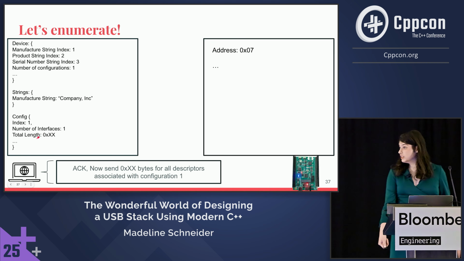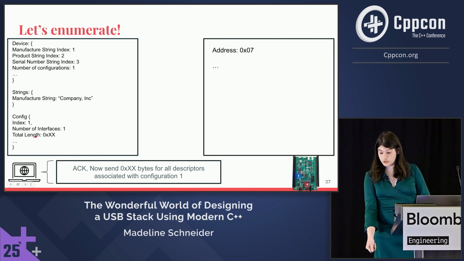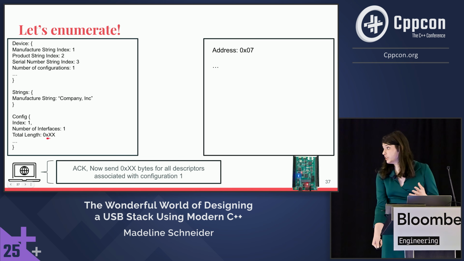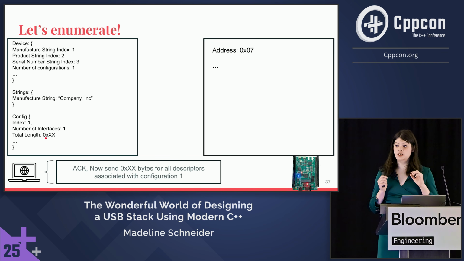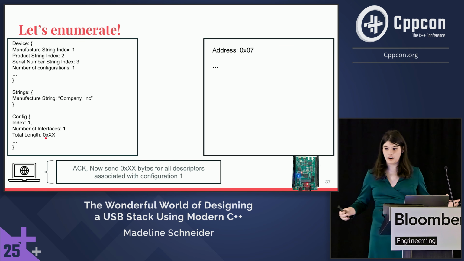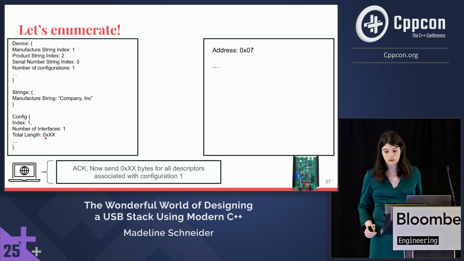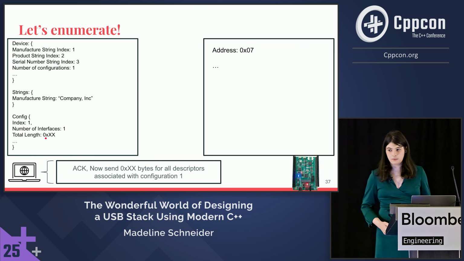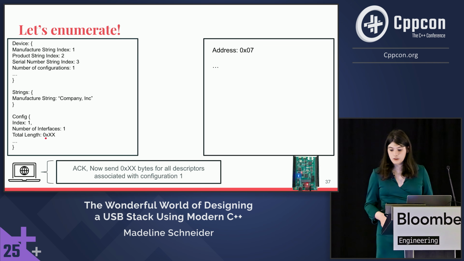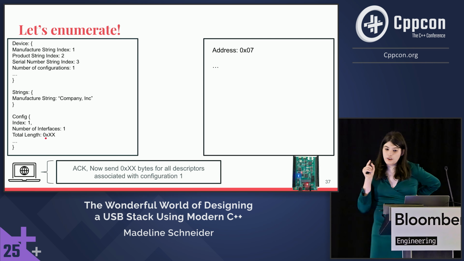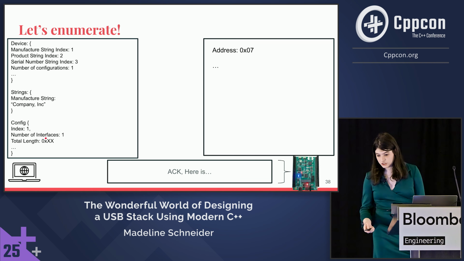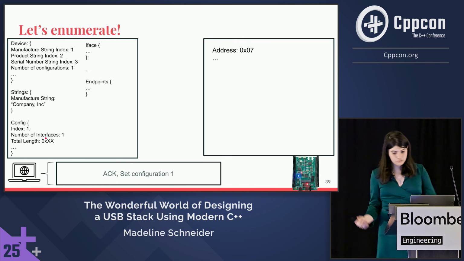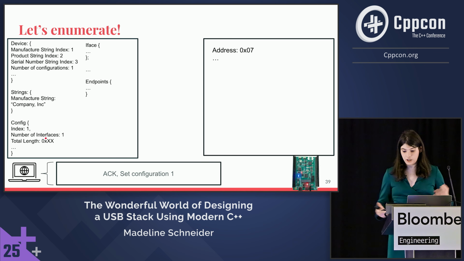Okay, so you'll see that there's a field called total length. And you see that I have not actually put a number there. What this field is, it's the number of bytes that the configuration and all of its subdescriptors are. How many bytes are all of those descriptors put together, excluding string descriptors, which again are represented by the indexes. So now it's asking, please send me every descriptor associated with this configuration. The device acknowledges it and sends it over. Now it knows the interfaces, endpoints, whatever.